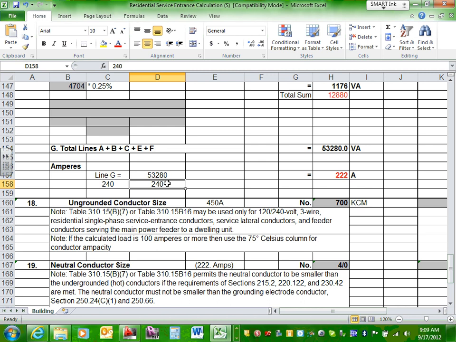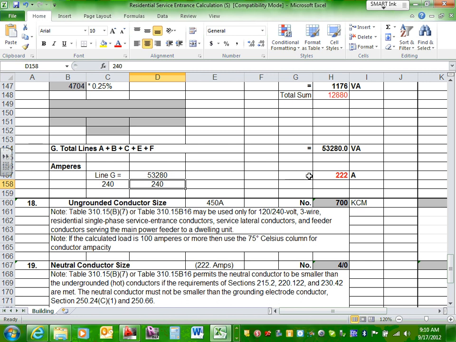Not the hots. Remember, there are two hots. So the neutral is going to be divided between what? Hot one and a neutral, hot two and a neutral. That's why we divide by 240, not 120. A lot of people say, well, Chad, it's neutral load, why do we not divide by 120? Because the neutral load will be balanced between the two hots. Hot one and a neutral, and hot two and a neutral.